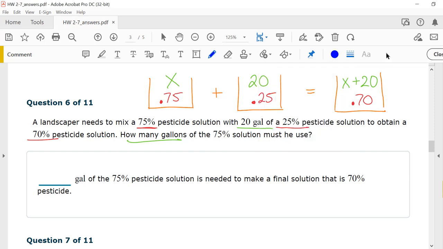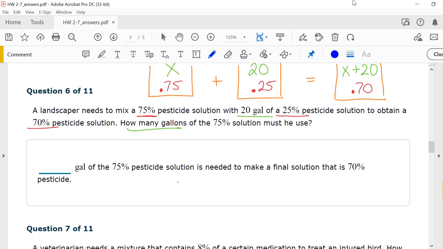You need 0.75 solution. Well, let me get a better place to write. Let's scroll down just a little bit. Okay, 0.75 solution with that many gallons plus 0.25 times 20 gallons is going to give you a 70% solution, 0.70 times X plus 20 gallons.